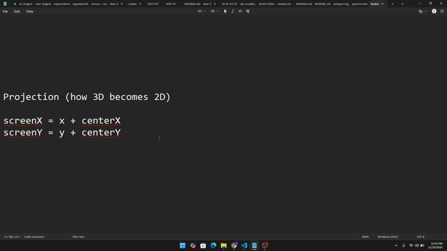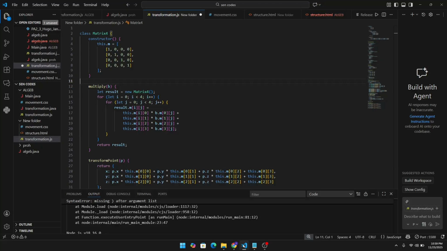In summary, my project uses 4x4 homogeneous transformation matrices to apply translation, rotation, scaling, and reflection to a 3D cube. Each frame, the program composes these matrices into one final matrix and multiplies it by every point of the cube. This shows how linear algebra powers real 3D graphics. Now, I will explain how the code works.